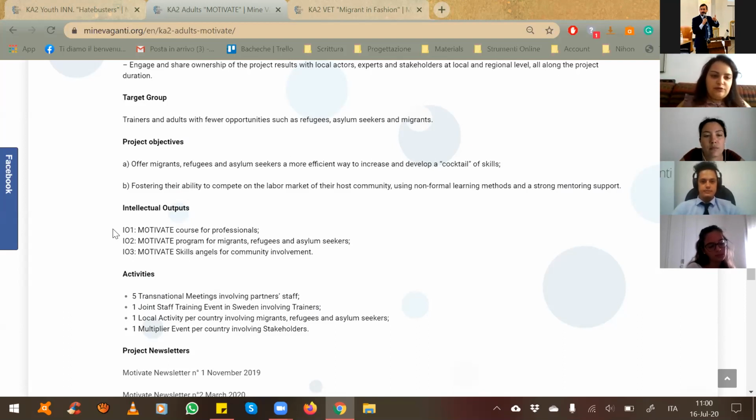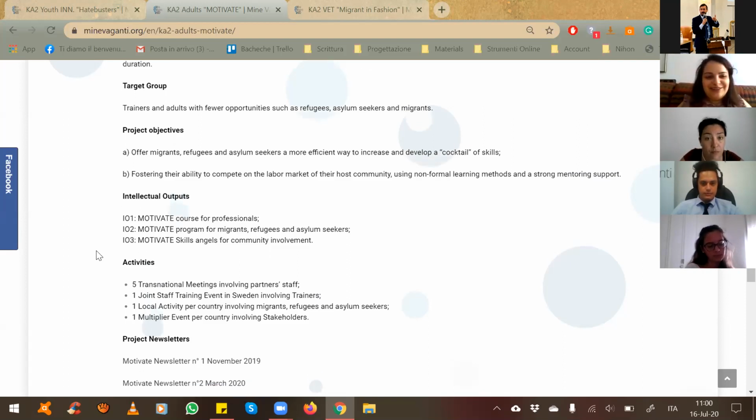The first step is to train the trainers. Then we will involve the trainers, because they are working daily with this target group, to help us and cooperate with the consortium to co-design a specific program for them that is covering, let's say, this cocktail of skills that we aim to give them.